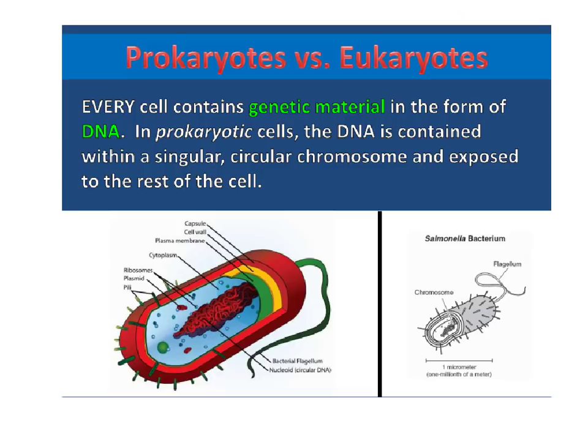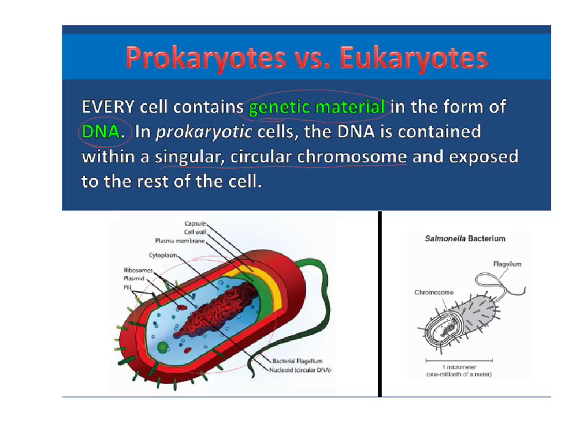So let's review a little bit about prokaryotes and eukaryotes. Every cell contains genetic material in the form of DNA. This is review. In prokaryotic cells, the DNA is contained within a single circular chromosome and is exposed to the rest of the cell. That means it's floating around down here. We've seen this picture before, kind of like spaghetti, just kind of around in the cytoplasm.